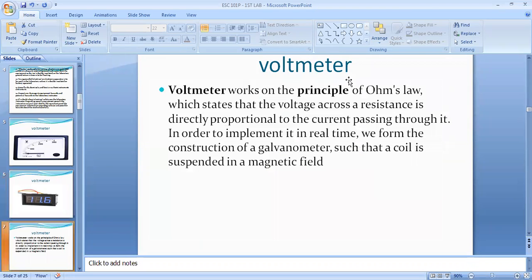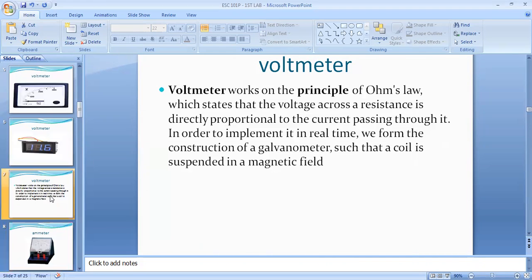Now, what is a voltmeter? What is the use of a voltmeter? We already discussed that the voltmeter is for measuring the voltage. It can be AC, it can be DC. Many types are there, analog and digital, like our watch.